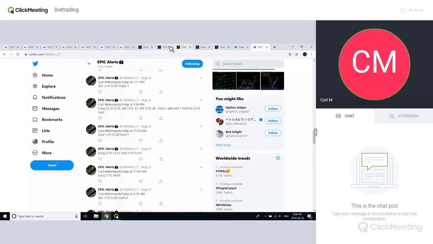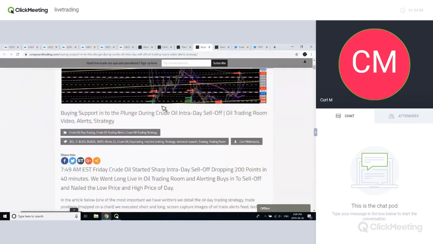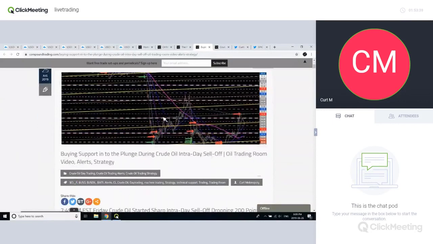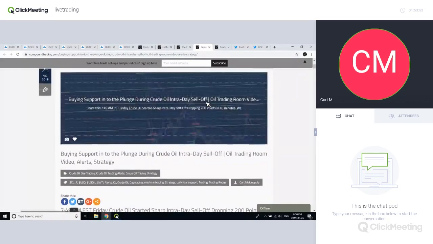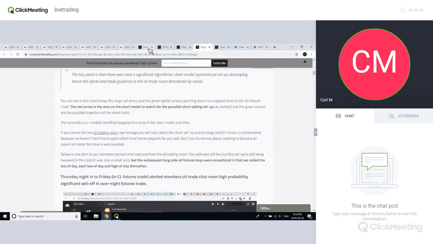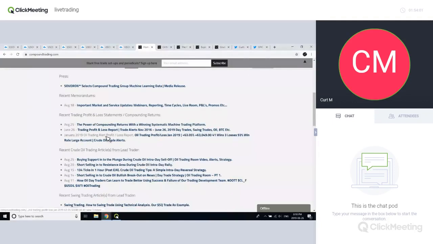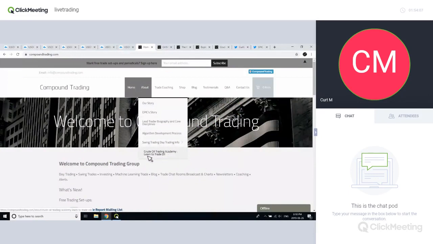Now, if you go to any of the reports, let's go to a recent report. So here's one of the recent reports that we put out, buying support into the plunge. So we were buying the support areas on the chart while oil was plunging during an intraday sell-off, right? This report explains the setup. And by the way, these reports are on our homepage, compoundtrading.com, or we have a special section: you just go to About, Crude Oil Trading Academy, Learn to Trade Oil, and there are hundreds of articles there now.